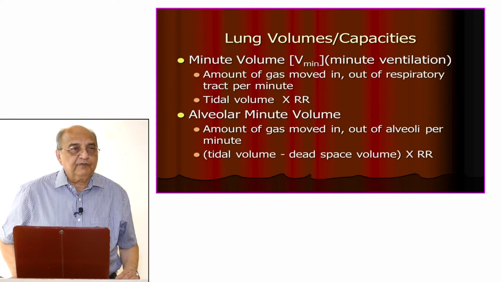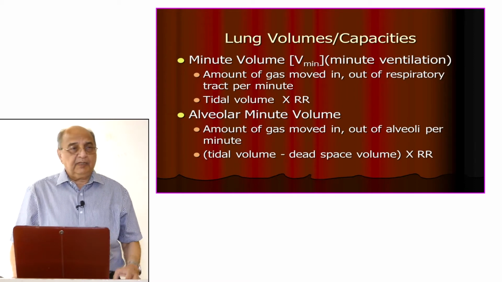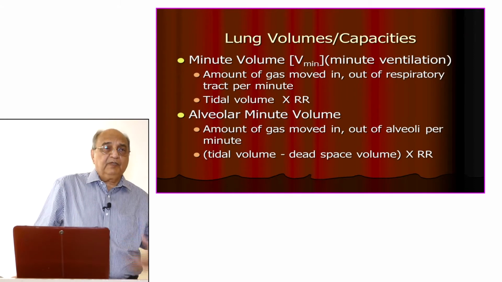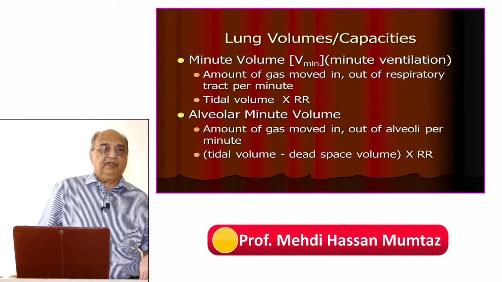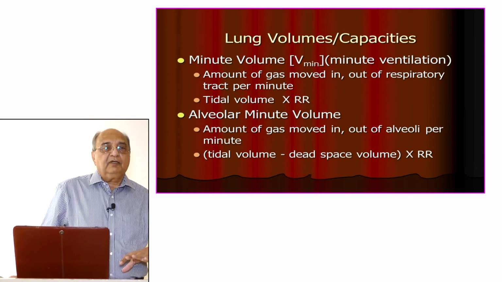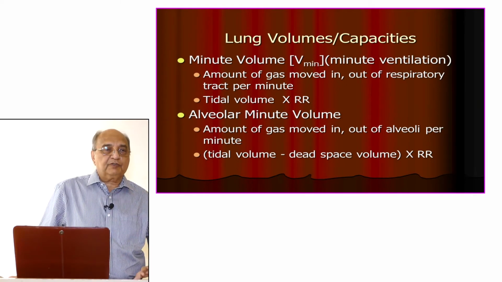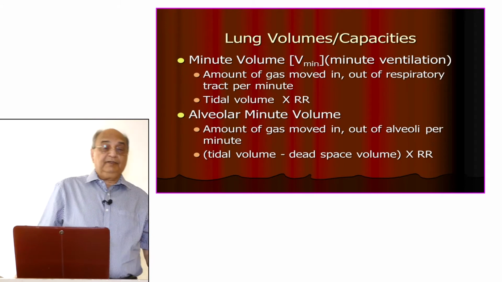Minute volume. If you multiply the tidal volume with the respiratory rate, that becomes minute volume. With one breath, you are taking 500. If you are breathing at the rate of 12 per minute, it becomes 6 liters. Your minute volume is 6 liters. 2/3 is going into the gas exchange area. 1/3 remains in the dead space. It means 4 liters going into the alveolar area, and 2 liters remain in the trachea and the bronchi.